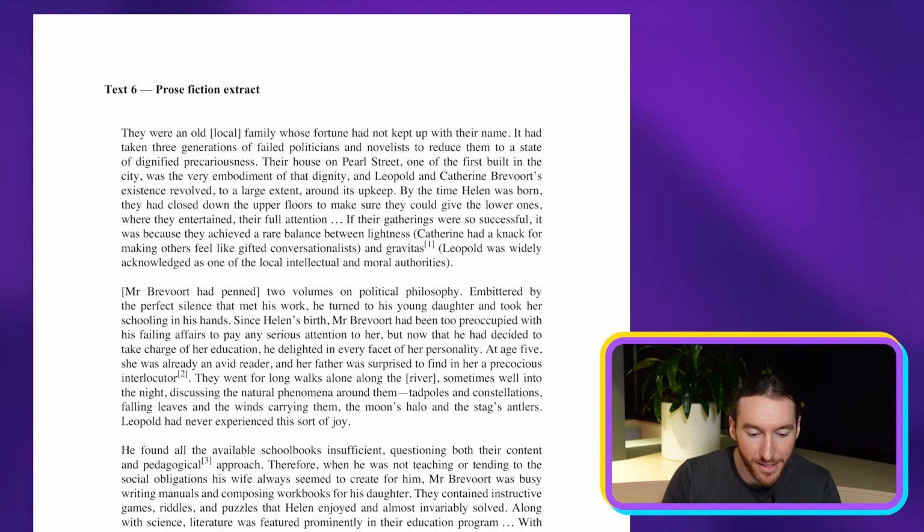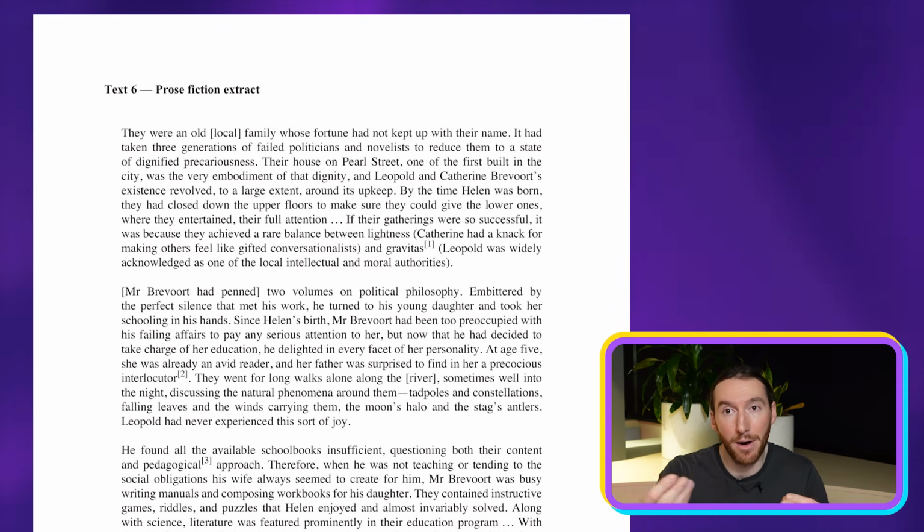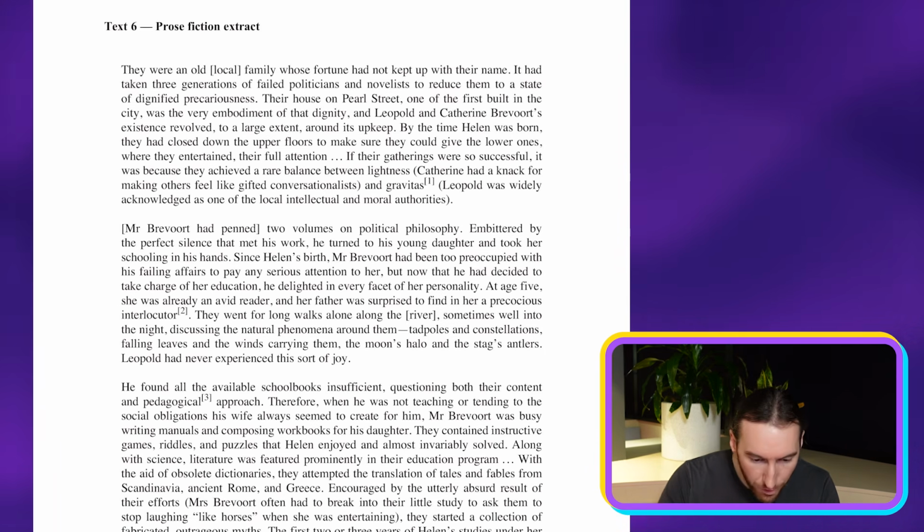But I like this short syntax here. It's also Leopold had never experienced this sort of joy. We can actually look at high modality there. Leopold had never. It shows how much of a contrast it is. But also, we could think about it in terms of the short syntax. So you pick short syntax, high modality, or both. They can work. Now, let's find something else. Skim through the rest of it.